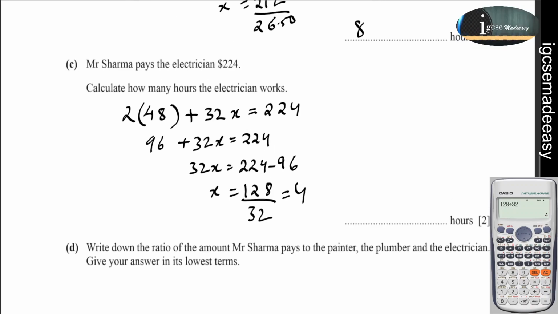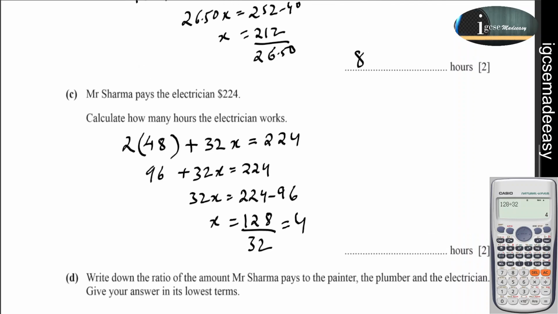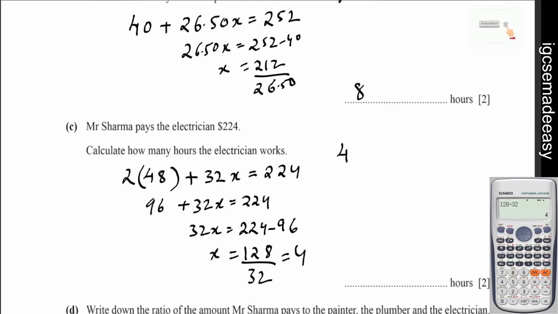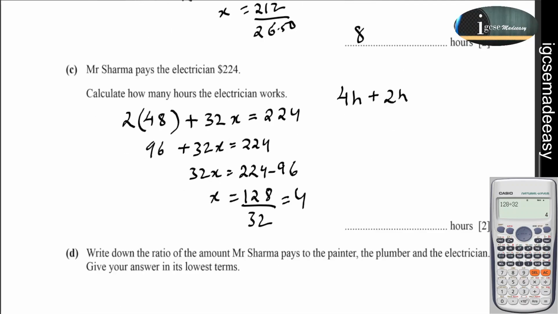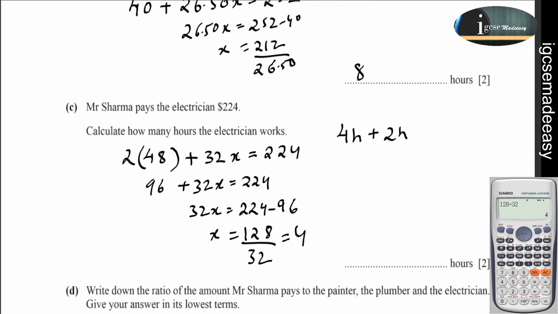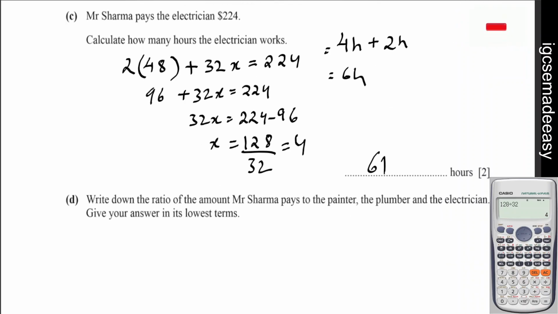So 4 is the number of hours he worked, but he already worked 2 hours before, for which he charged $48. So the total hours he is working is 4 plus 2, which is 6 hours.